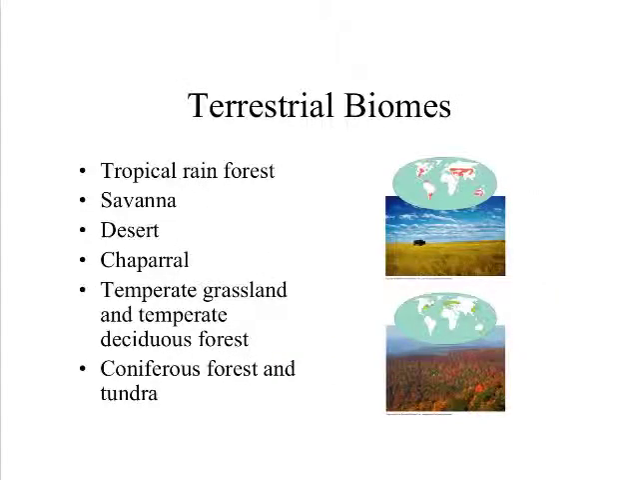So if we're talking about those on land, the biomes on land, these are the terrestrial biomes. We can have tropical rainforests that are closer to the equator, savannas and deserts, that are also kind of near the equator, but don't have a lot of moisture. Chaparral is the biome that is around here. Temperate grasslands and deciduous forests, to coniferous trees and the tundra near the colder parts of the poles.